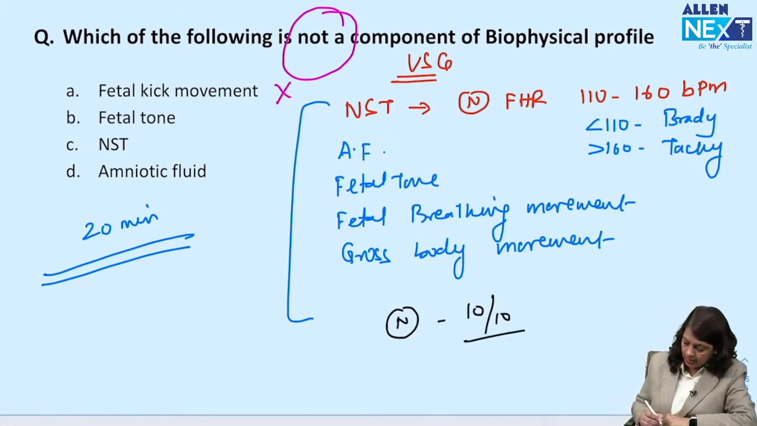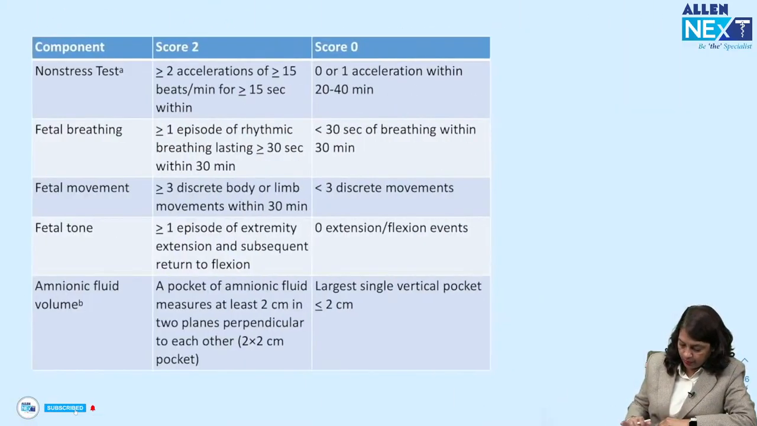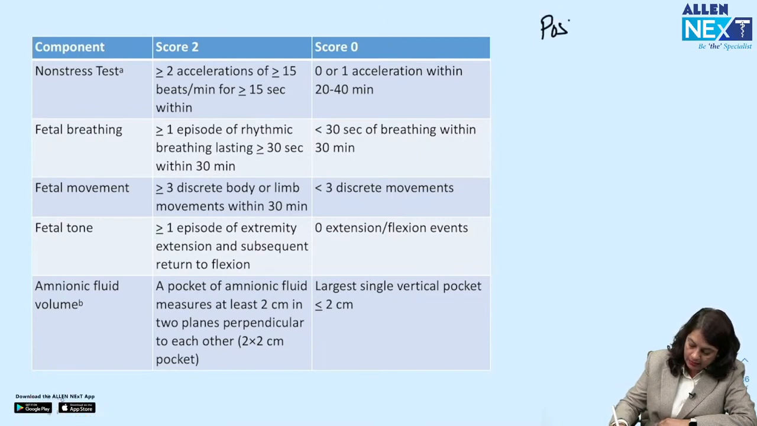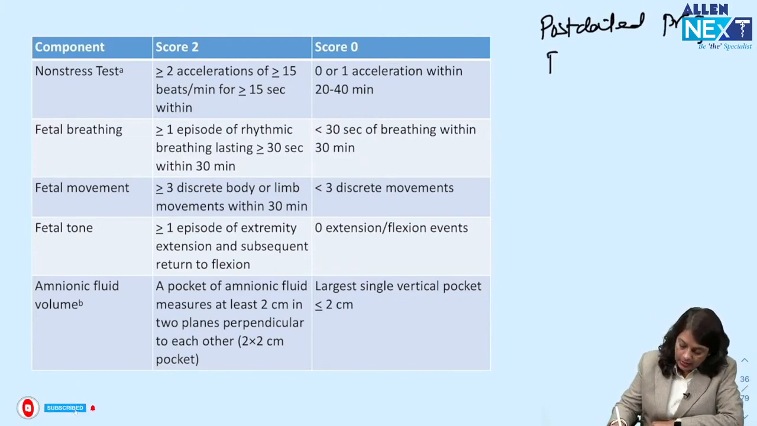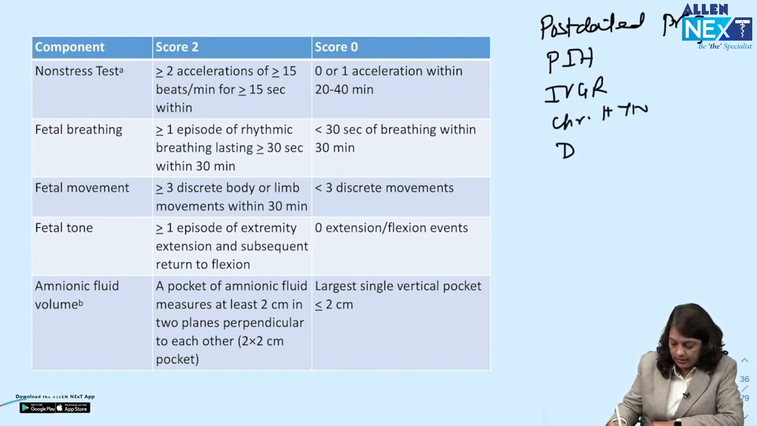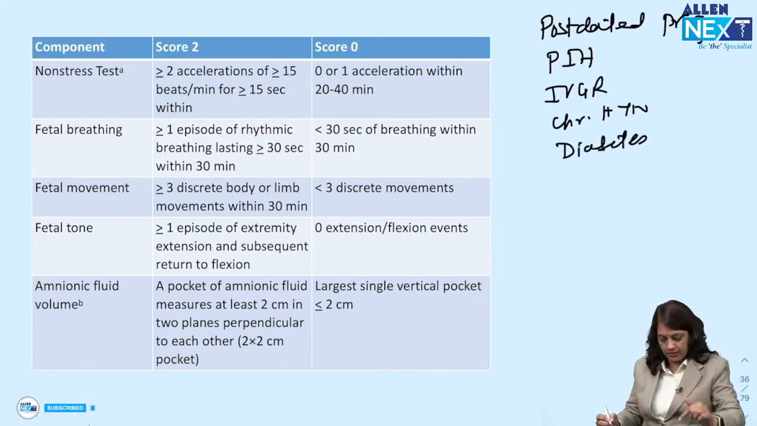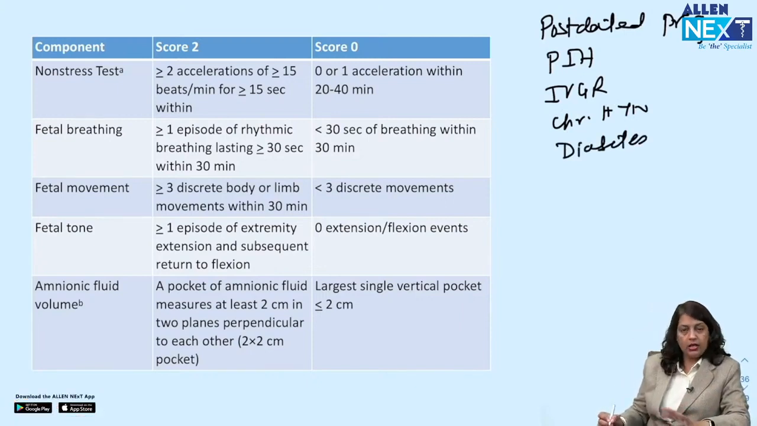ये कौन से केसेस में हम करते हैं दिस बायोफिजिकल प्रोफाइल? Biophysical profile is done in high risk cases like post-dated because there is risk of meconium aspiration. It is done in preeclampsia. It is done in IUGR. It is done in chronic hypertension, or it is done in diabetics because there is a chance of fetal loss. ठीक है, या तो 0 स्कोर होता है या 2 स्कोर होता है.